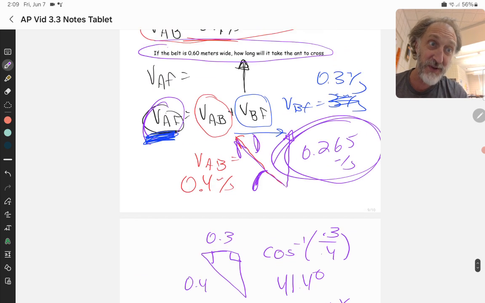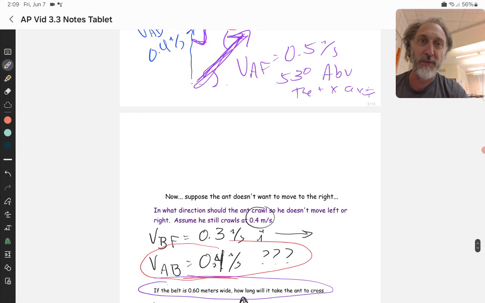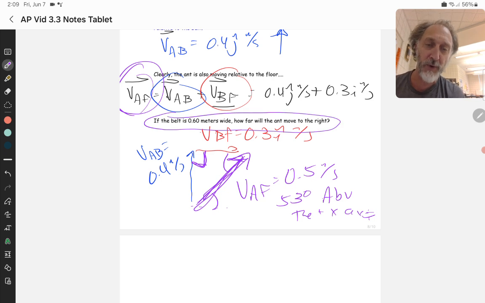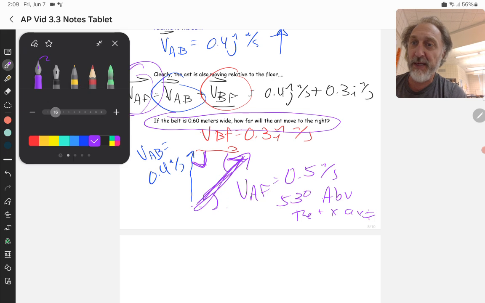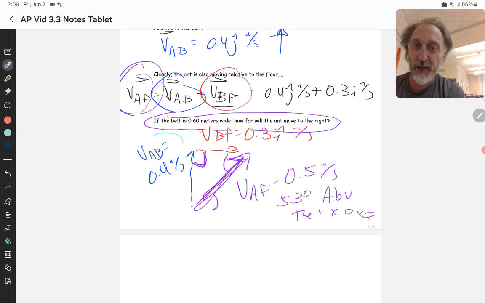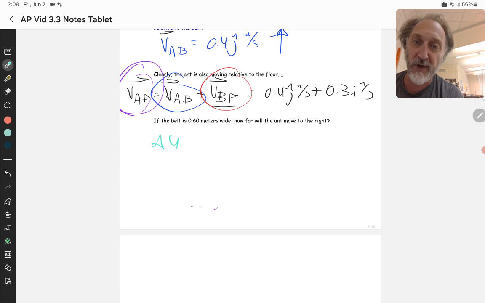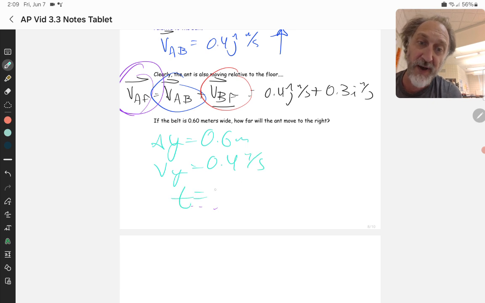Now, I forgot to do this on the previous example. Here I didn't solve for how far he's got to move to the right. So let's do that real quick. So what's happening here is you'll notice the ant is going at 0.4 meters a second across the belt, right? He's going faster. So now it's not going to take him as long to cross, right? So my vertical displacement is 0.6 meters, but now with the vertical velocity, 0.4 meters a second. So the time, if you find it, is only going to be 1.5 seconds.